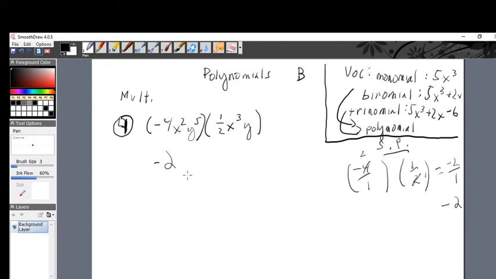x squared times x cubed, add the two exponents together. We've seen those rules before. I don't even have them up right now because I don't think we need them for the moment. And then y5 times the y with an understood 1 there is y6. And this problem is over. There is nothing more we have to worry about with this problem. It's done.